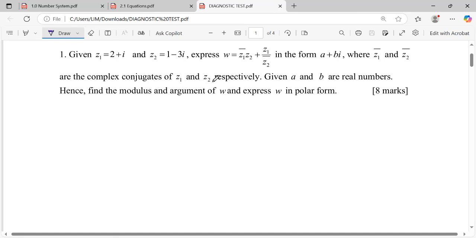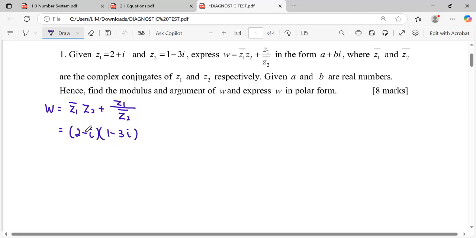Then find the modulus and argument for this W and express this W in polar form. So your W is obtained by the conjugate of Z1 times Z2, then Z1 divided by the conjugate of Z2. So substitute the conjugate of Z1. Conjugate means we change the imaginary part only, which means that this will be 2 minus i. Then for Z2, we substitute in 1 minus 3i.